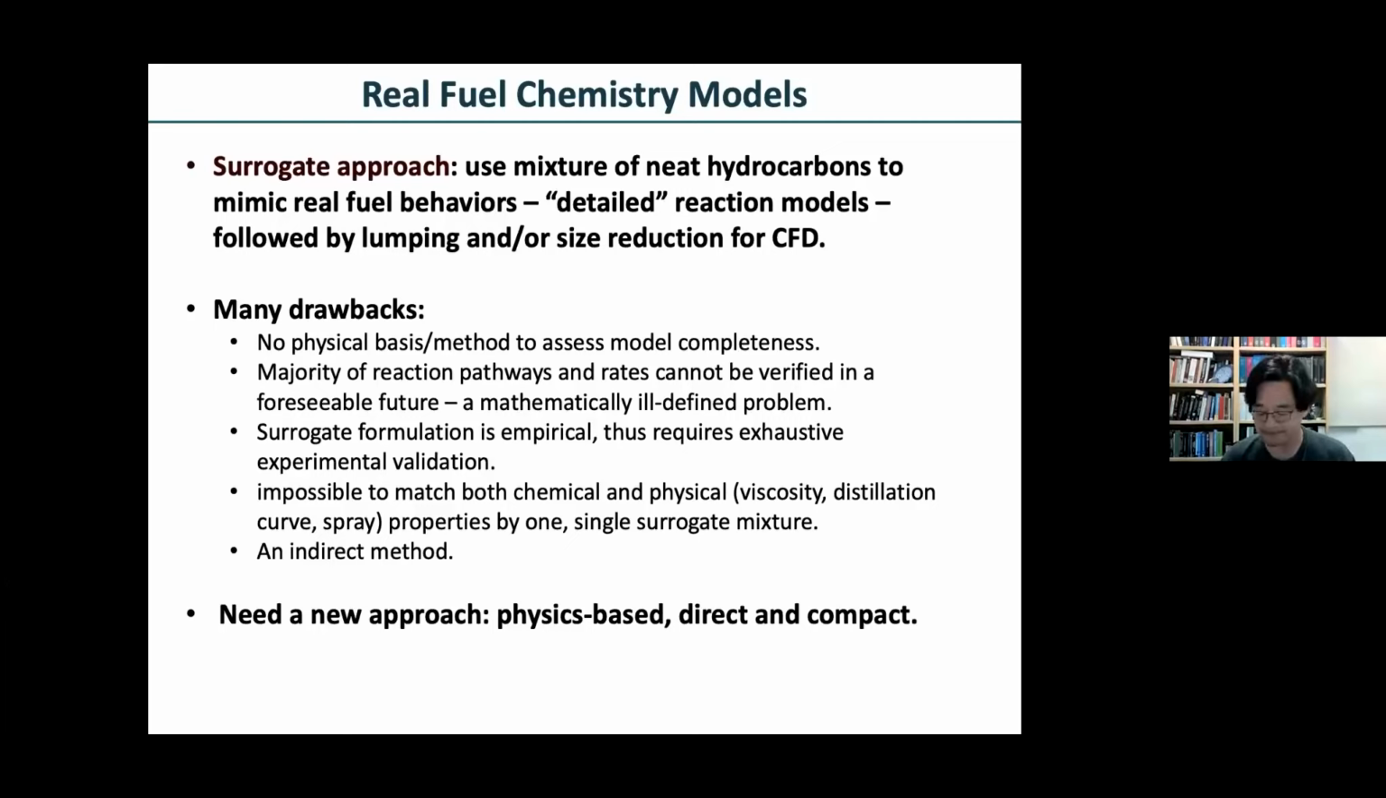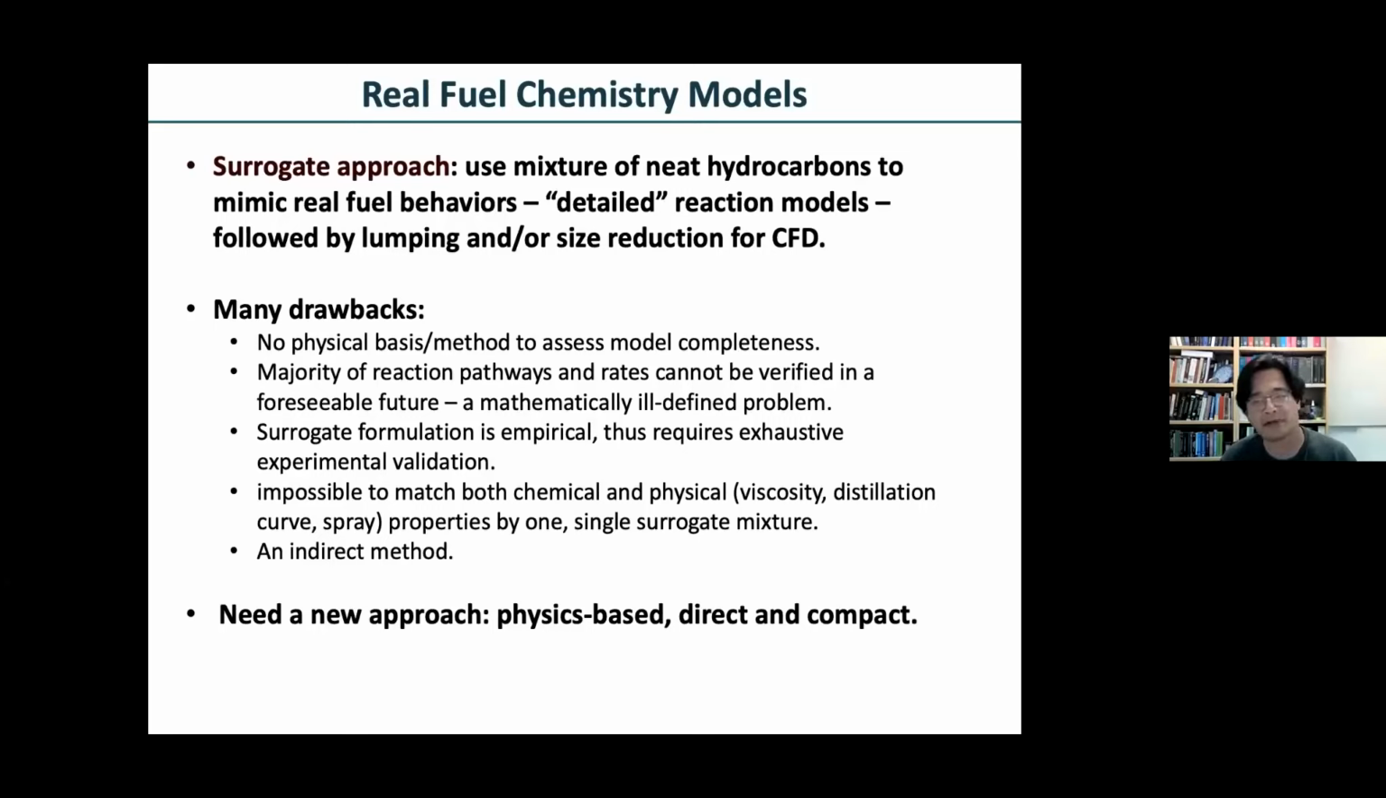Okay. So historically, our reaction chemistry community takes a surrogate approach. The way it is done is you use a mixture of neat hydrocarbons, around 5 or 6 of them, to mimic the real fuel behavior. And those are characteristically detailed reaction mechanisms or detailed reaction models. And you can size and reduce them for CFD simulation. This approach has many drawbacks.